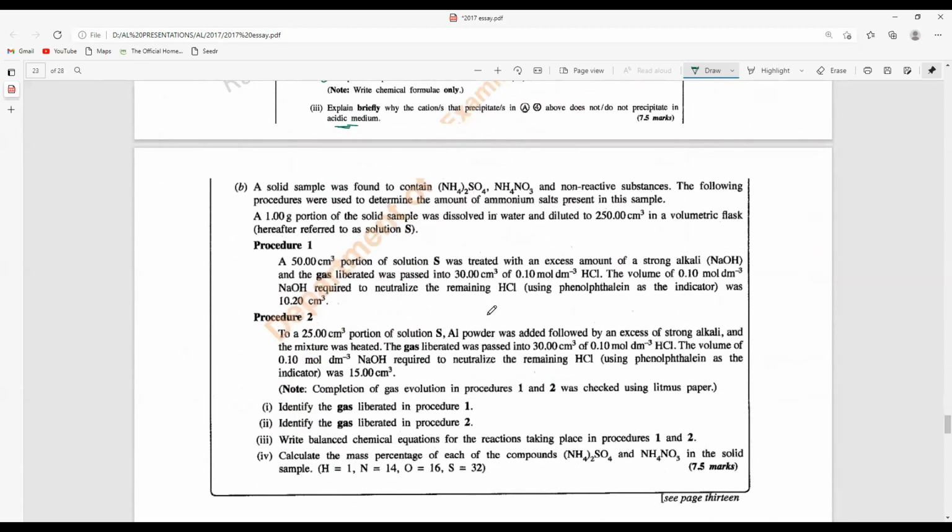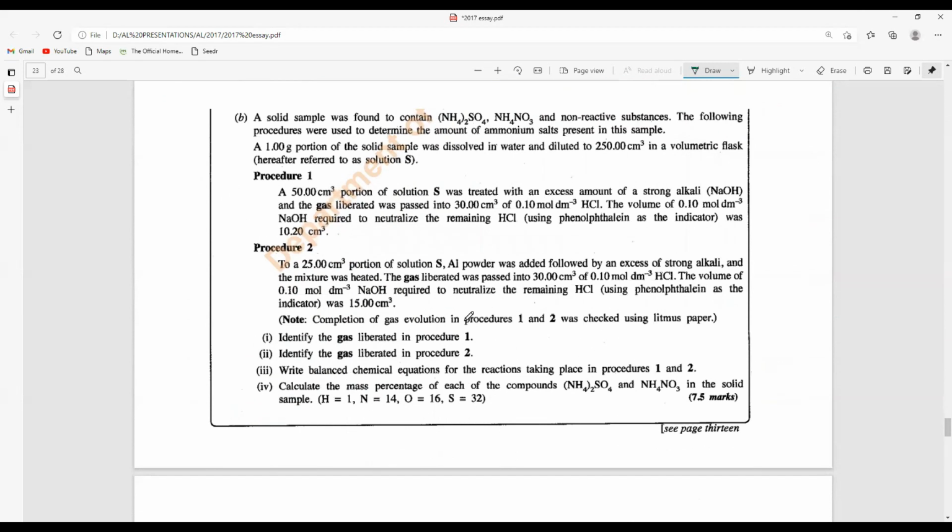So we have to go to the quantitative part now. Right. So we have given a quantitative part. A solid sample was found to contain ammonium sulfate, ammonium nitrate, and non-reactive substances. And the following procedures were used to determine this. So 1 gram of this solid sample was dissolved in water, and it was diluted up to 250 cubic centimeter. And this solution is called solution S. So it will have a certain concentration of these, and there will be some non-reactive species as well.